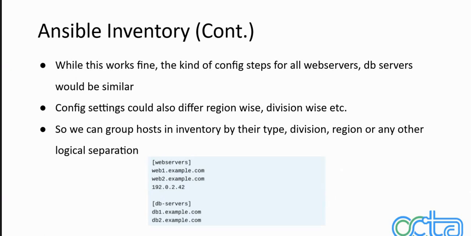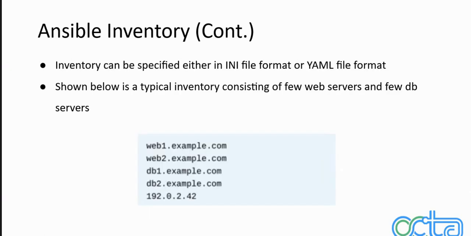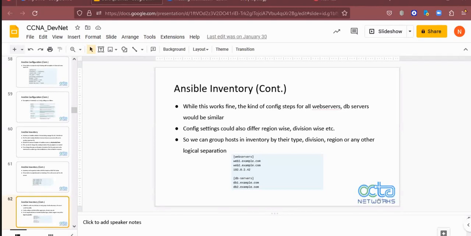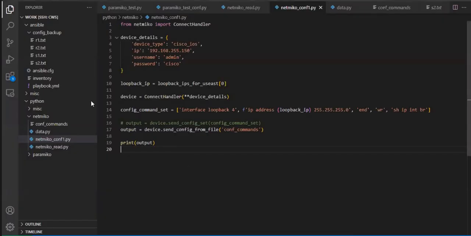This is one way to define inventory. A better way would be to assign a group name to the inventory entries. So you see web 1, web 2, these IP addresses, these are all my web servers. So I created a group called web servers and put them here. In our networking case, what we can do is probably I'll have to replace this.